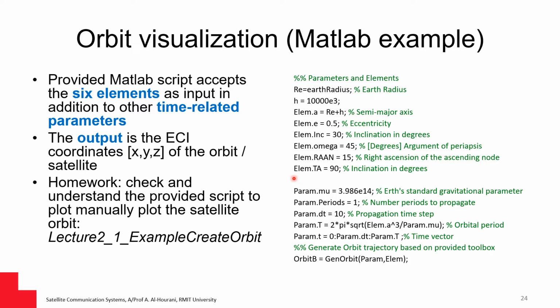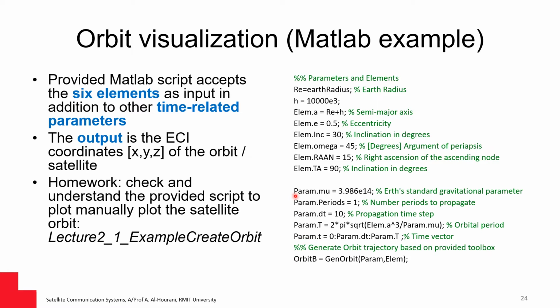And then also I'm putting the mu of Earth, which is the standard gravitational parameter of Earth, and the number of periods that I would like to simulate. For example, here I want 1 period, and the propagation time step. So I need to simulate every 10 seconds of that orbit. And also I want to simulate 1 full orbital period. So that's why I'm calculating the orbital period based on the provided A and mu. So also we have a parameter called t, which is the time series.